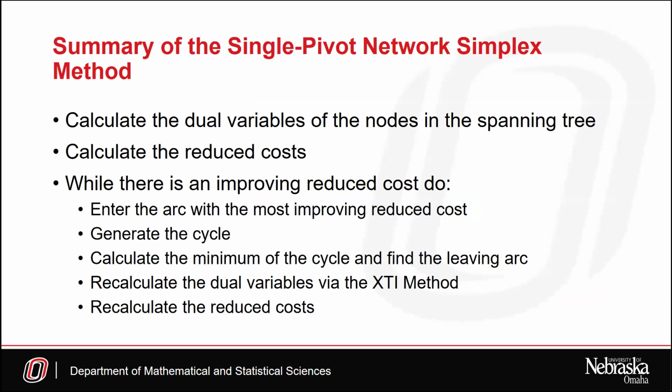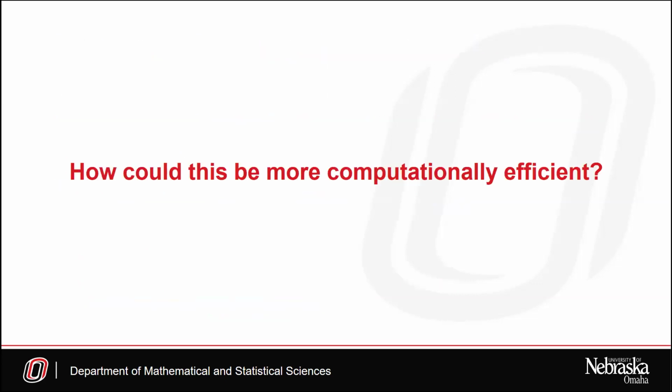To summarize the single pivot network simplex method, we calculate the dual variables of the nodes in the spanning tree. Then we calculate the reduced costs, and while there's an improving reduced cost, we enter it, generate the cycle, find the minimum, and then recalculate the dual variables via the XTI method and recalculate the reduced costs. So you might be asking, what is the XTI method?